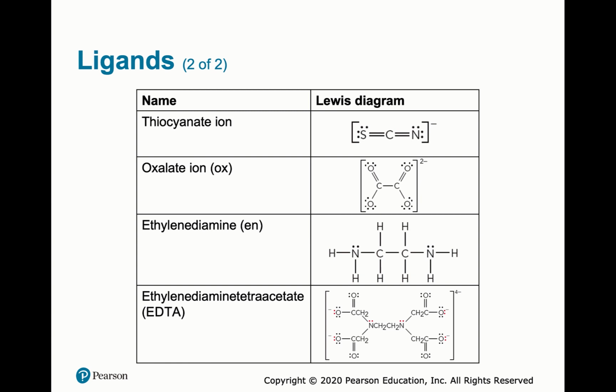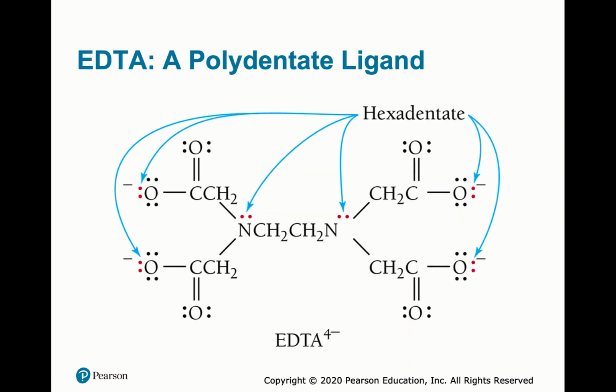And then we have ethylene diamine tetraacetate, commonly known as EDTA. You'll see EDTA written on bottles. There's also ethylene diamine tetraacetic acid, which is the acid form. It has 6 sites that it can bind through, and this is also known as a chelating agent. Chelate means claw.